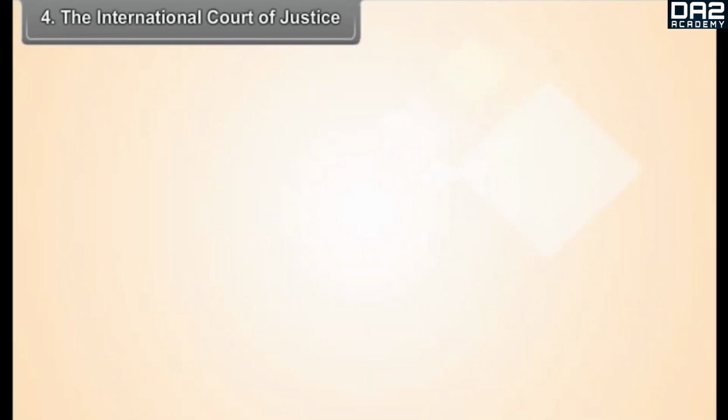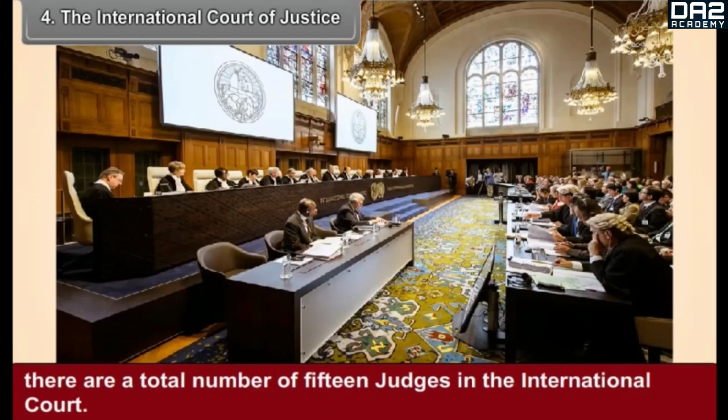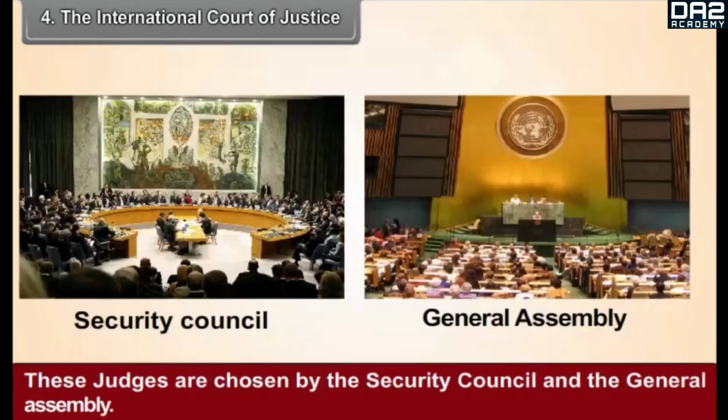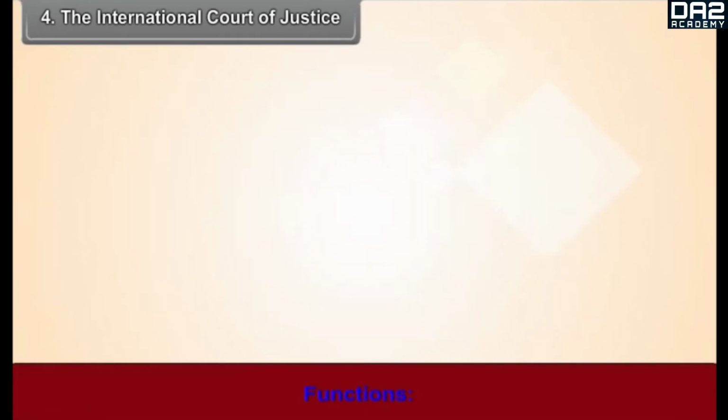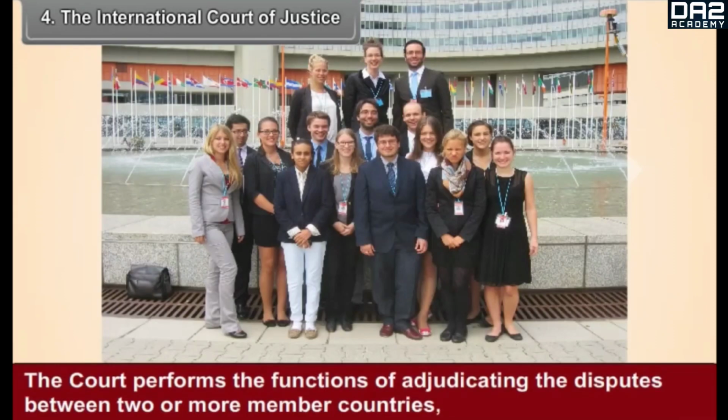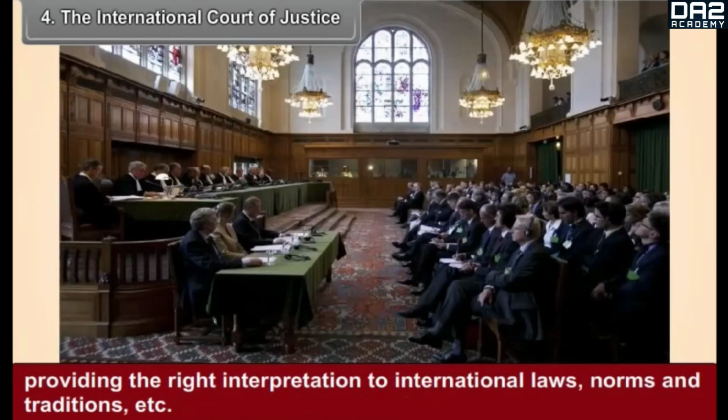The International Court of Justice. Structure. There are a total number of 15 judges in the International Court. These judges are chosen by the Security Council and the General Assembly. Functions. The court performs the functions of adjudicating the disputes between 2 or more member countries, providing the right interpretation to international laws, norms and traditions, etc.